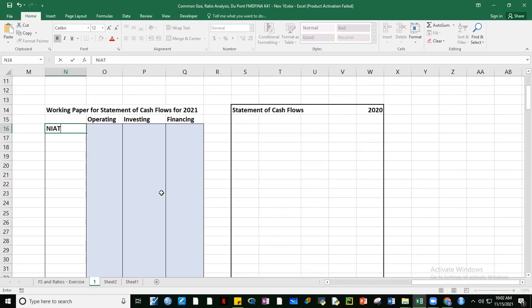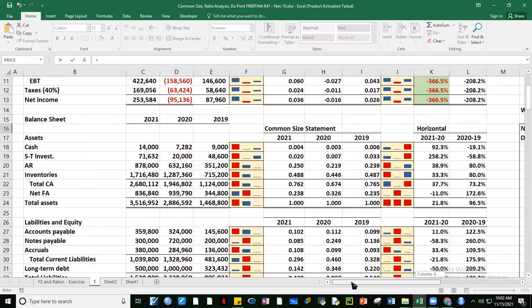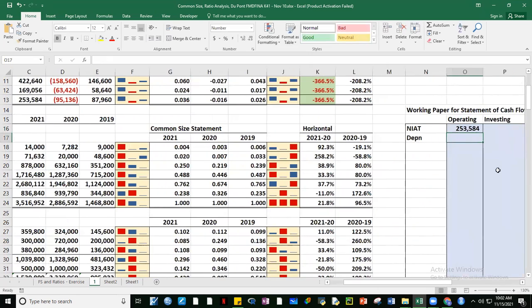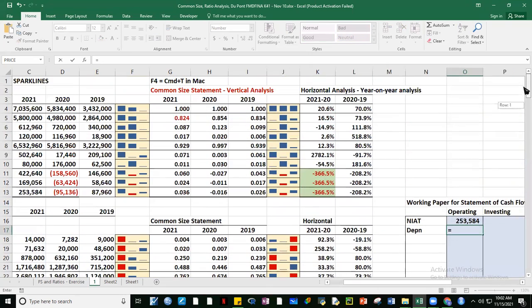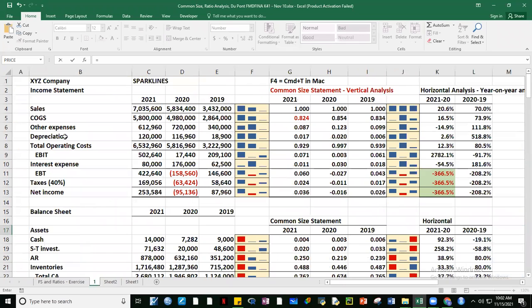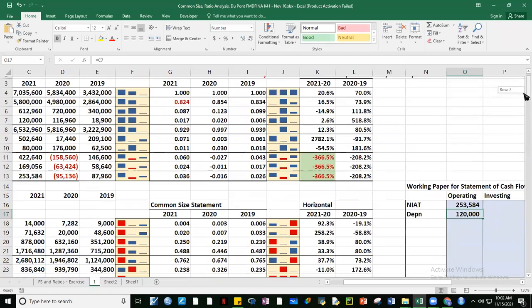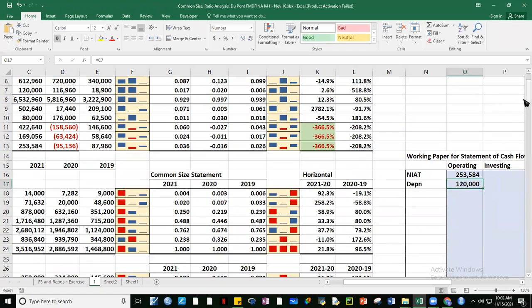Okay, we can actually do this. Then depreciation. So how much is our net income after tax? Our net income after tax is this one. And then add back depreciation. Our depreciation and amortization is 120. Okay, so this, guys, is our operating cash flow. This, the sum of this.